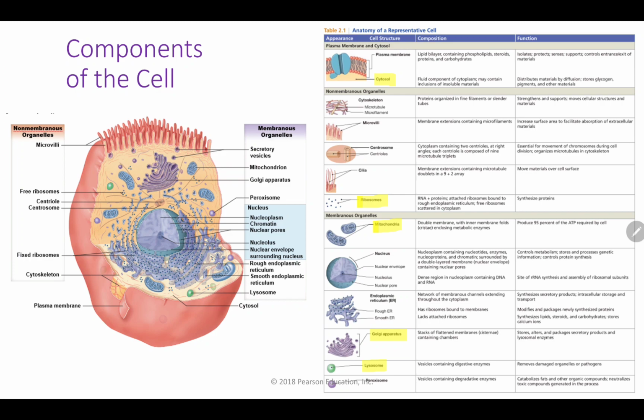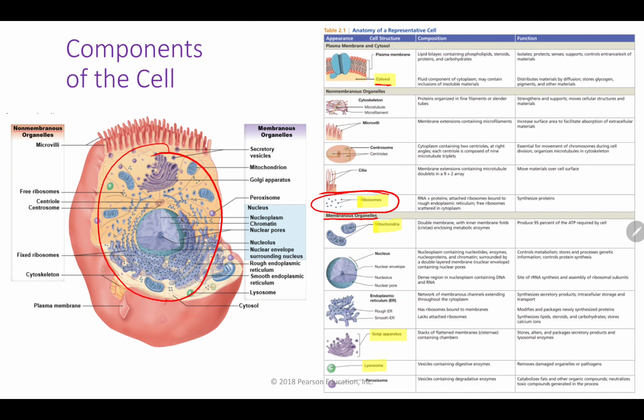Within the cell membrane, right, we have the components of the cell, right? So inside the cell, we have this cytosol. The cytosol is this fluid component of the cytoplasm, right? We also have ribosomes, right? Ribosomes are very important because they help to synthesize proteins, right? We're able to make proteins on these ribosomes, okay? The mitochondria. Now we're going to get into membranous organelles. So organelles that have like a double membrane, or organelles that have a membrane for the most part, right? So the mitochondria specifically is a double membrane structure, and it helps to produce a lot of ATP for the cell, right? So it helps to produce a lot of energy for the cell.